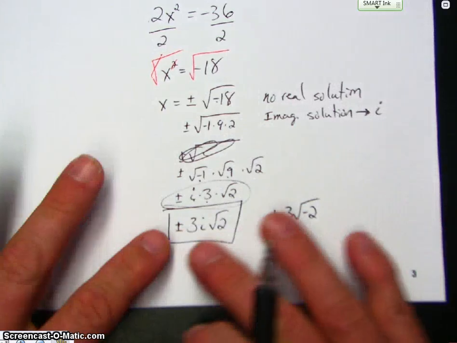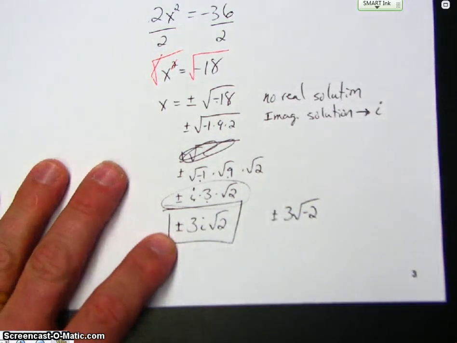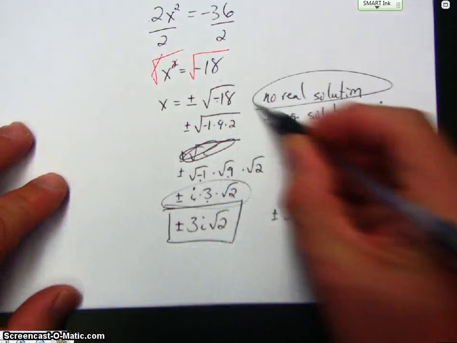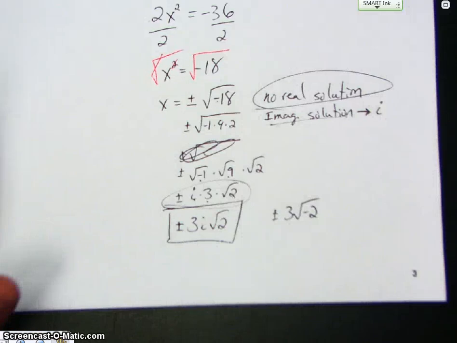And all you need to know right now is there's no real solution. That's all that really means. There's no real solution. It's an imaginary solution. We use i.